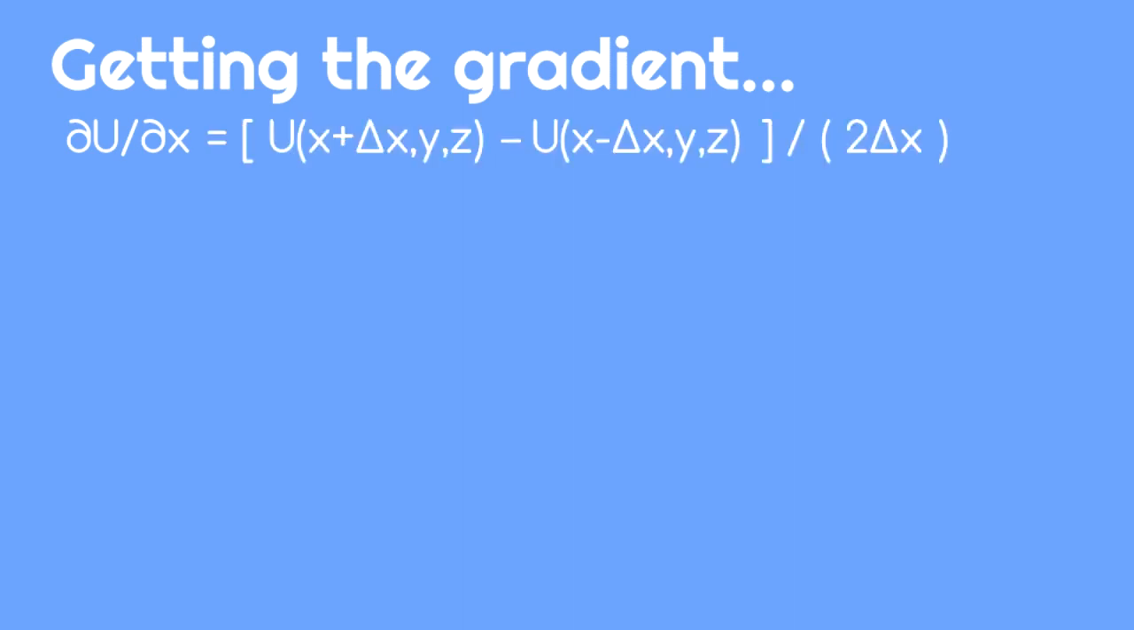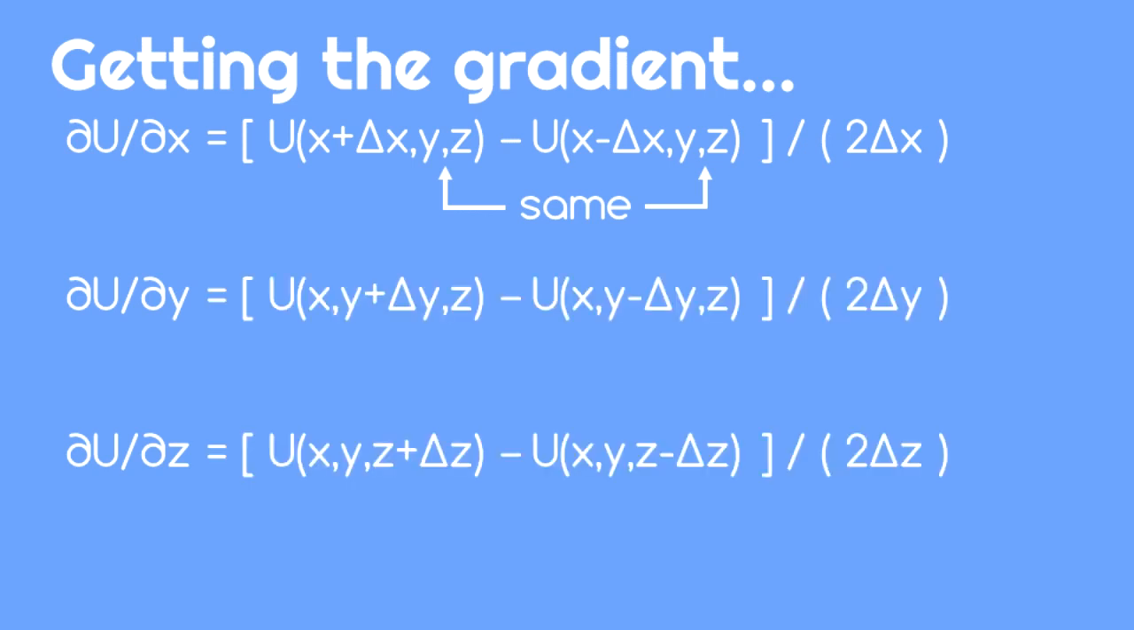To get the derivative with respect to x, you simply evaluate the potential energy just to the left and just to the right of the point you're interested in while keeping the y and z values the same. Then you divide the difference of these two results by 2 times the amount you stepped in each direction. There's a similar process for obtaining the derivatives with respect to y and z. Again, you take a step to either side of the point you're interested in, then divide the difference by 2 times the step. And again, you keep the other two position coordinates at the same value.